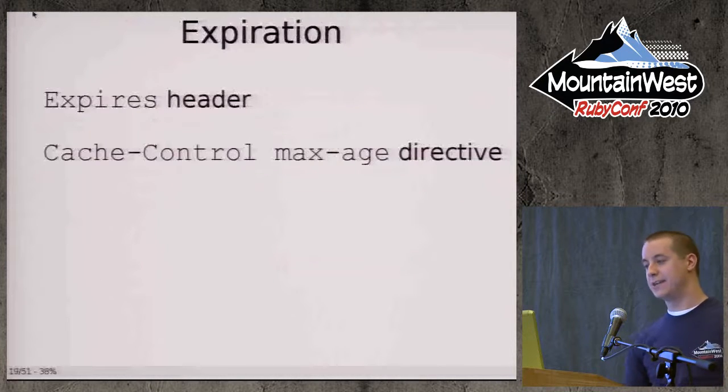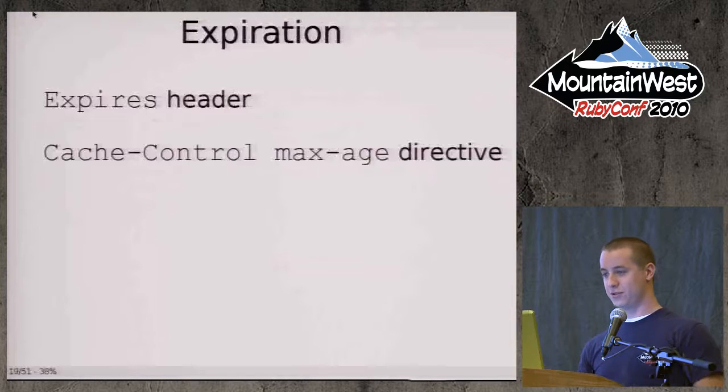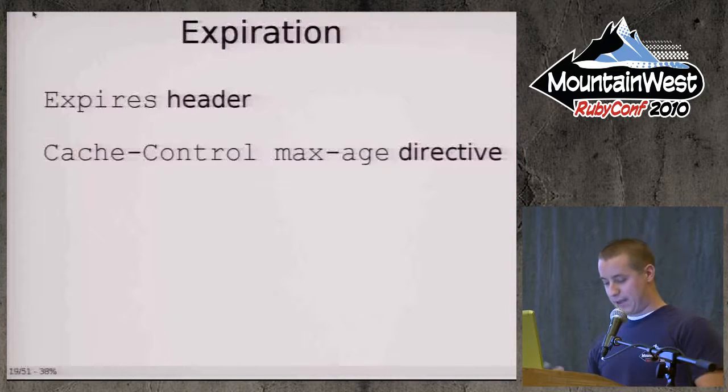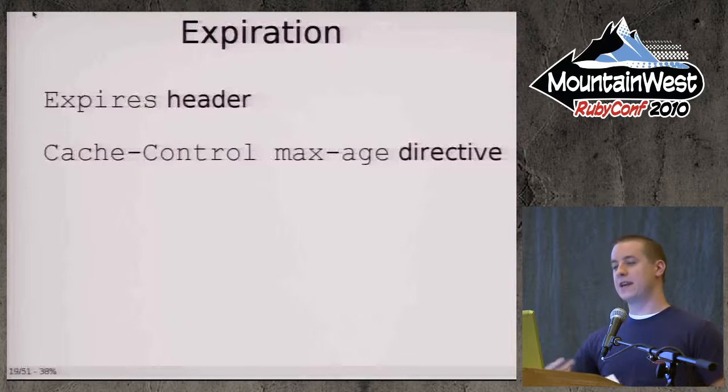So the Expires header and the Cache-Control max-age directive. The Expires header sets a date when the document should be considered stale and which you should invalidate. It's going to have just a date that looks like a regular HTTP date, after which you should go check again and revalidate. And to set things as already expired, you set it equal to now.